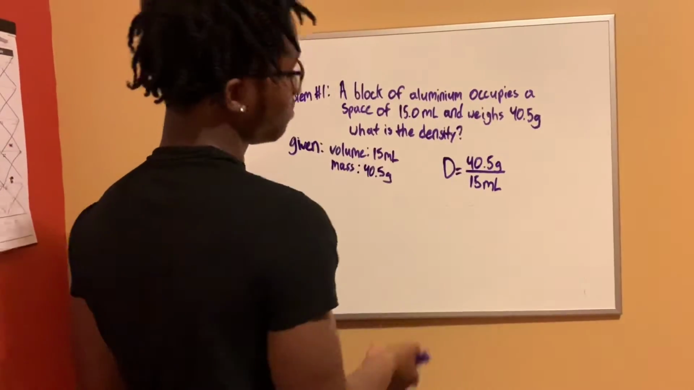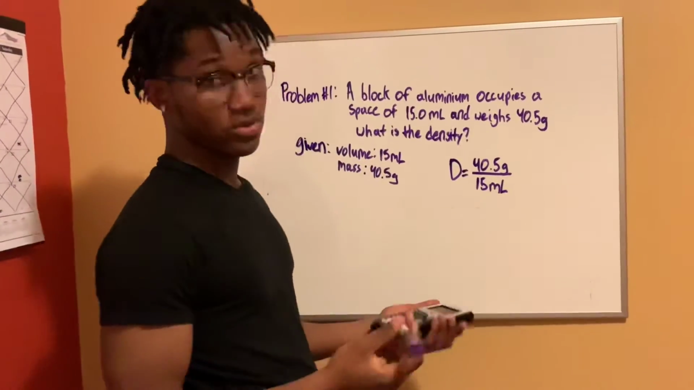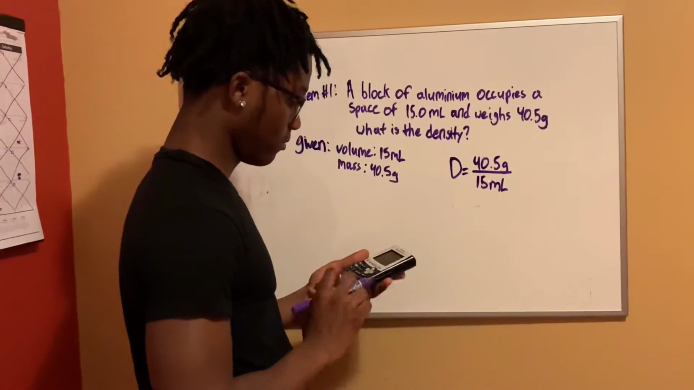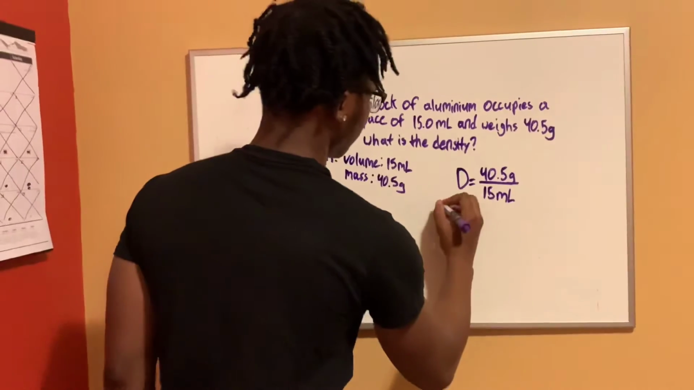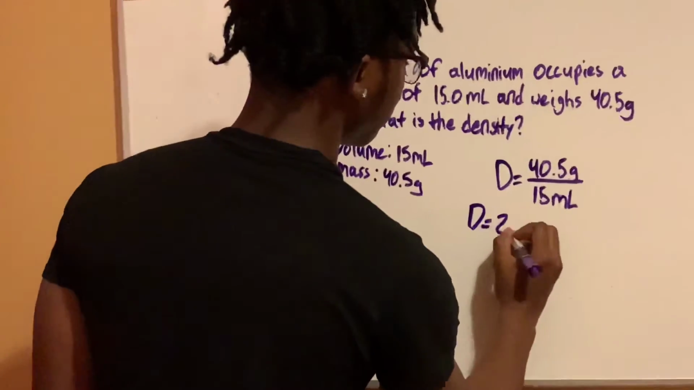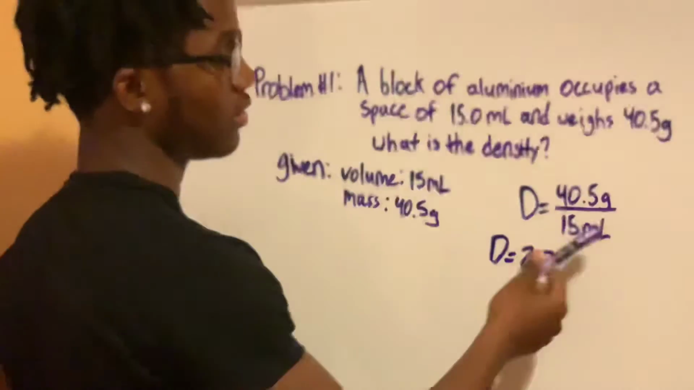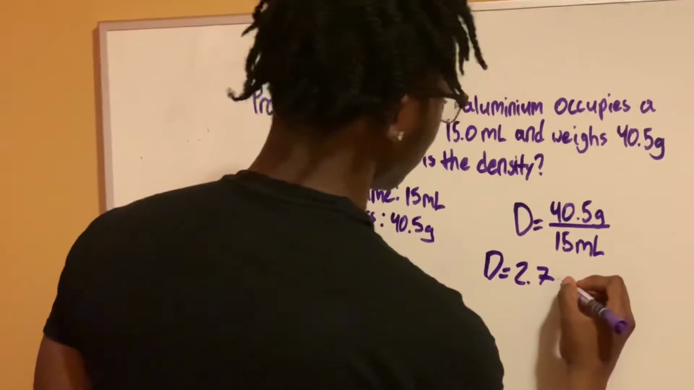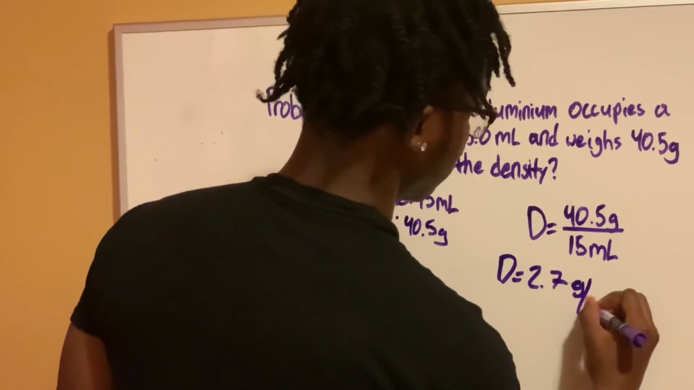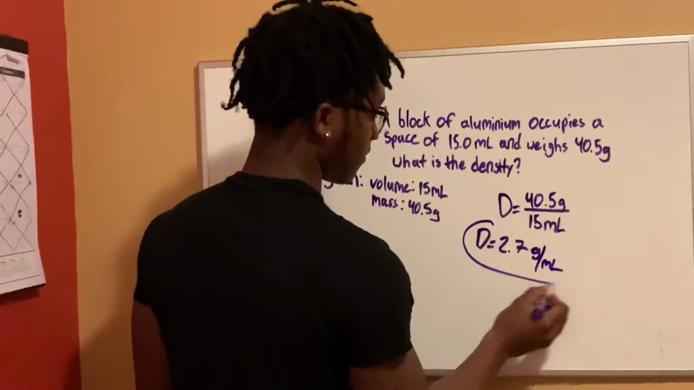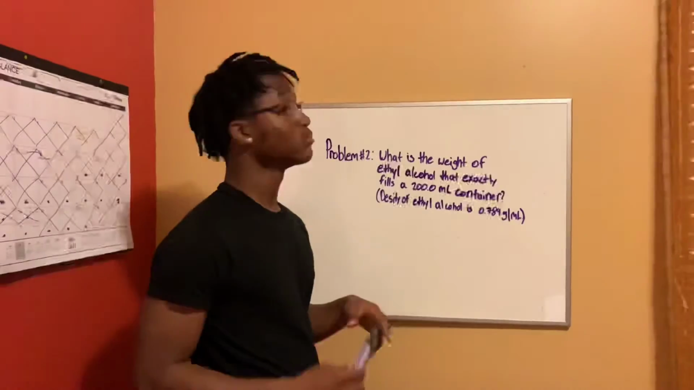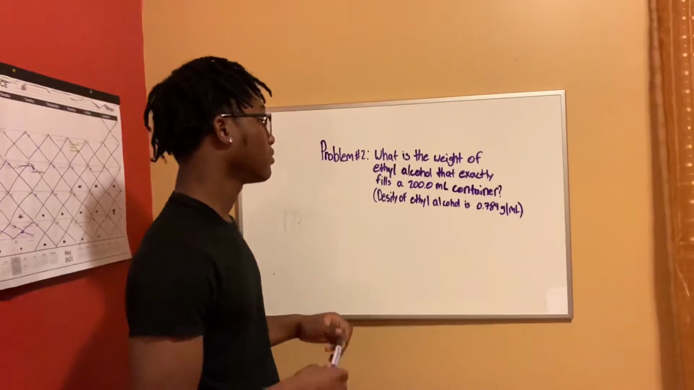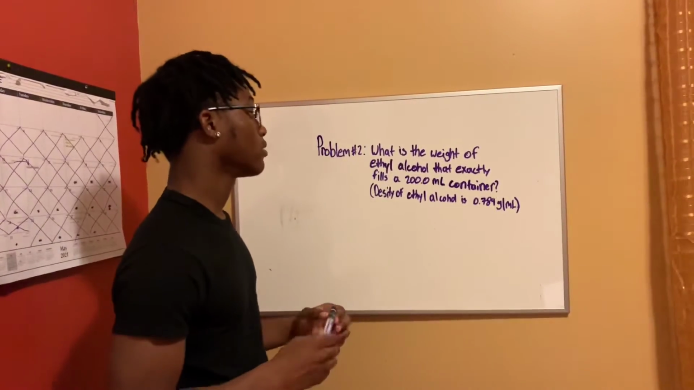Now we have our equation, we could solve it, and you just use a calculator to put 40.5 divided by 15 equals 2.7. So density is equal to 2.7. Using our density units, we just put the mass units over the volume units. It would be grams per milliliters. That's our answer.